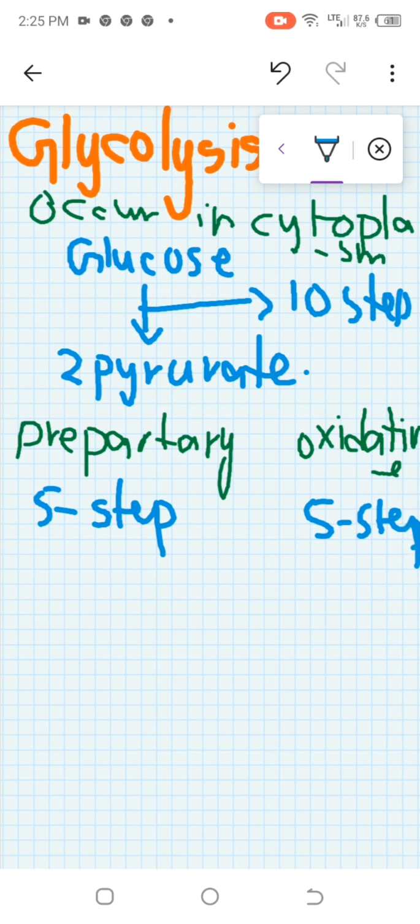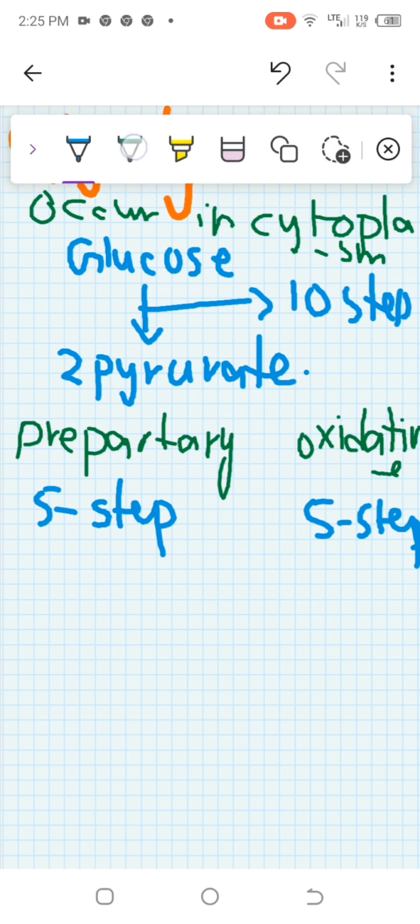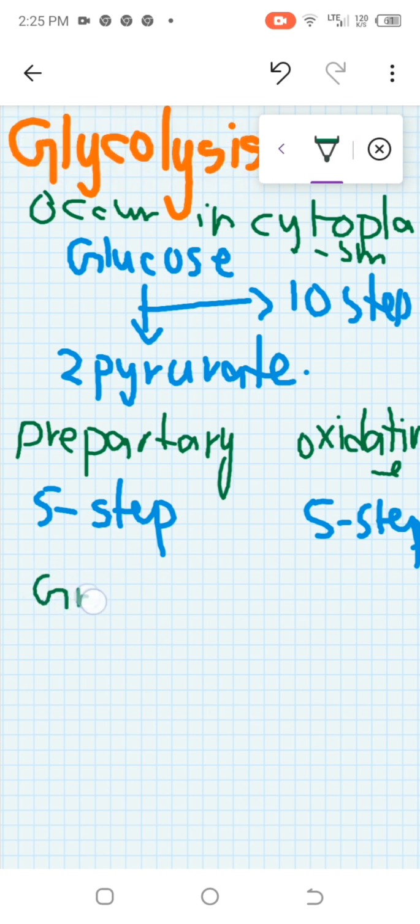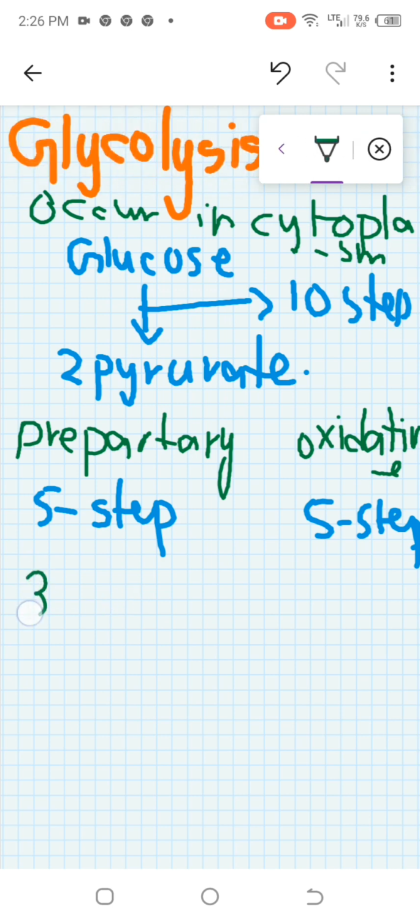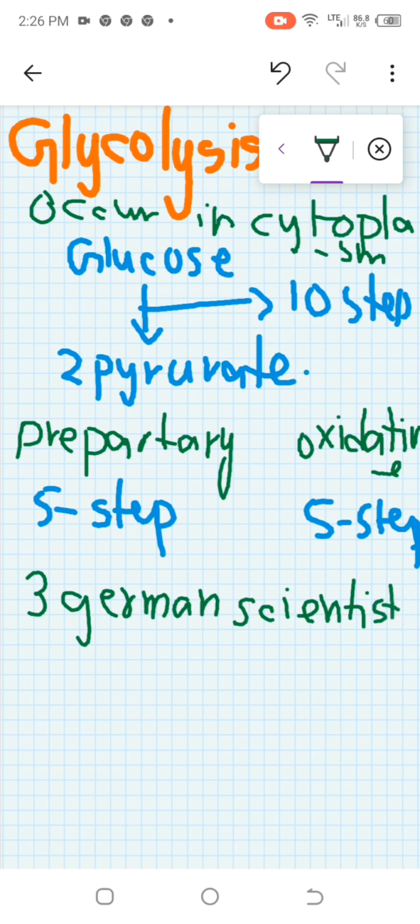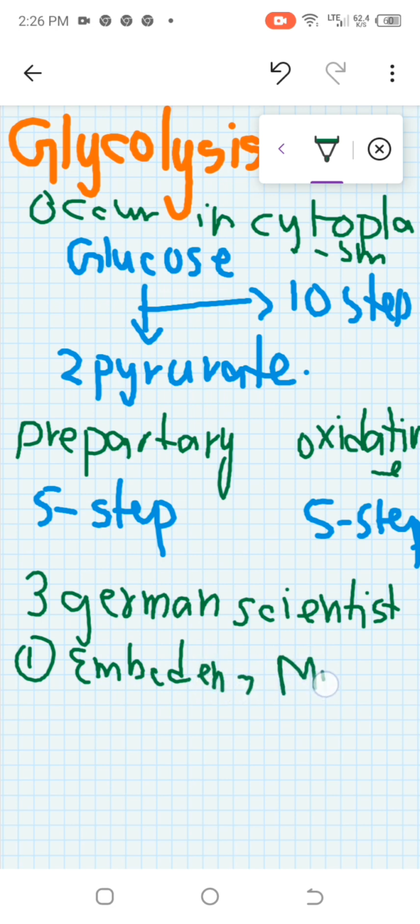Fine, so these steps were discovered by three German scientists. Let me tell you the names of those three German scientists. Number one is Embden. Just remember these names because mostly in tests these are asked. Embden. Second we have Meyerhof. Third we have Parnas.